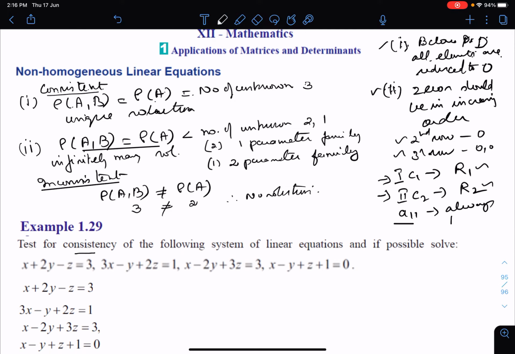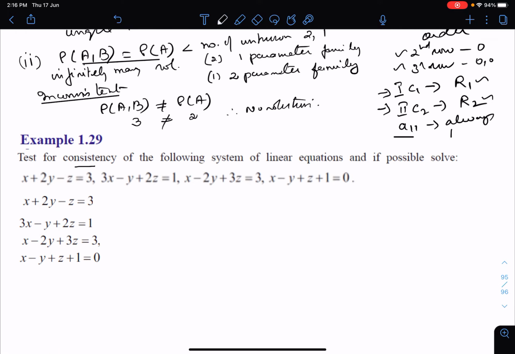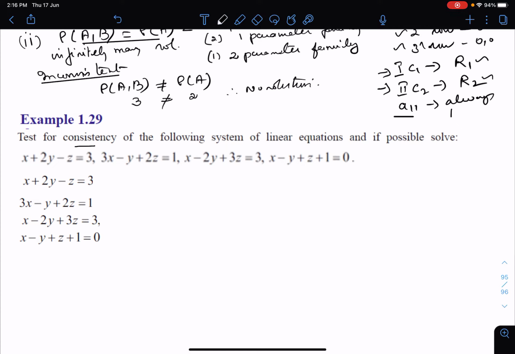Now we will move into example 1.29. Test for consistency of the following system of linear equations and if possible solve. They have given 4 equations and there are 3 unknowns. As soon as you see the system of equations, you first write the number of unknowns. It may be 4 equations or 3 equations or 2 equations, you have to write the number of unknowns. Here it is x, y and z, 3. Therefore, the number of unknowns is 3.